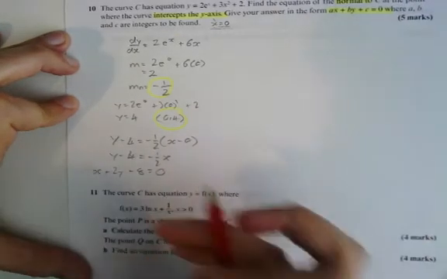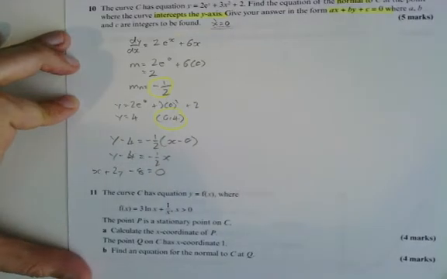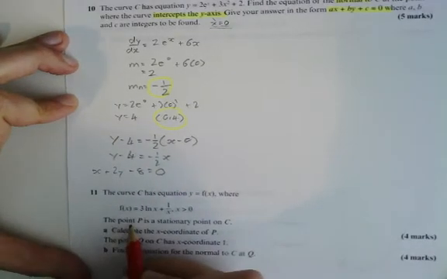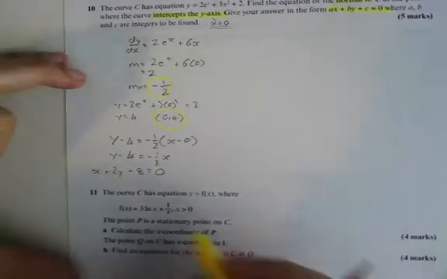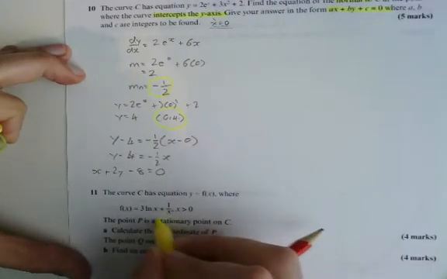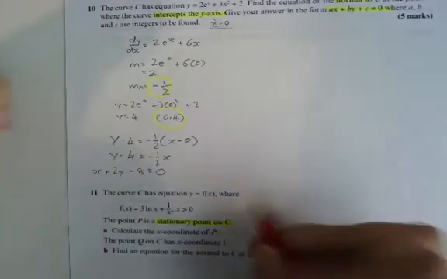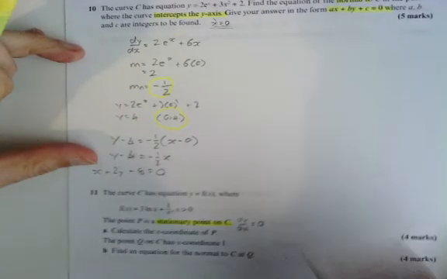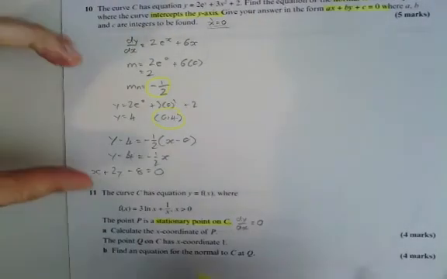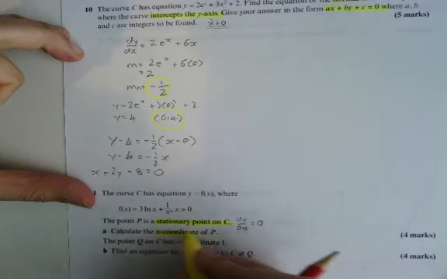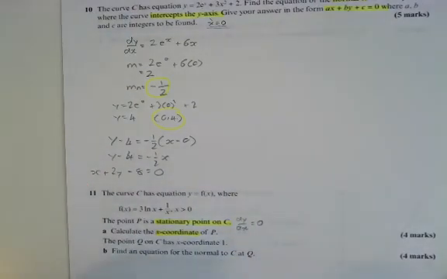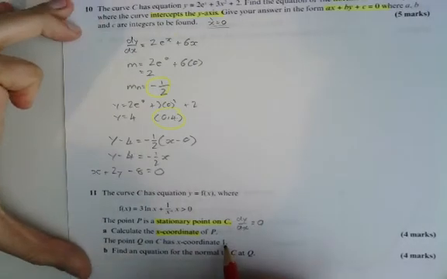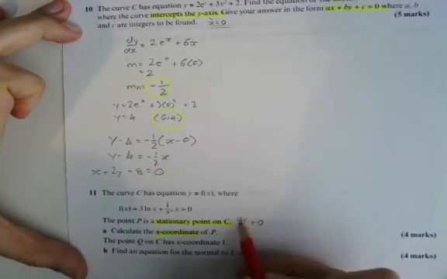But remember that when you differentiate 1 over x, remember to turn that into x to the minus 1 before you differentiate it. Okay? So what you're going to do for this one, the point P is a stationary point on C. Remember that means that when you get dy by dx, set it equal to 0. And then as soon as you solve that, that's your answer, because you're only being asked for the x coordinate of P there.